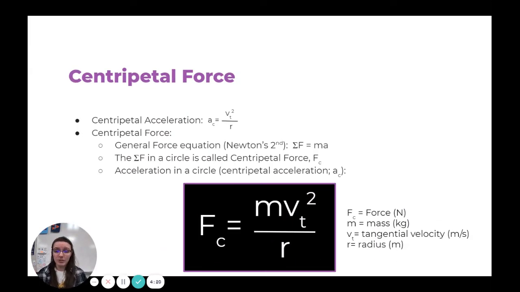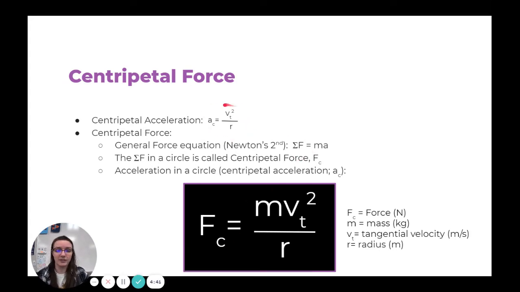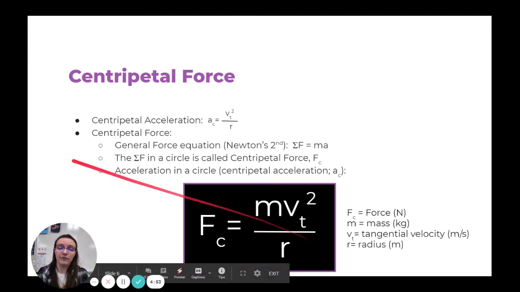Now, I know centripetal acceleration is v squared over r. Force is F equals ma. And so in a circle, the centripetal force, or the sum of all the forces that are pulling you in towards the center of the circle, is going to be F equals m times my centripetal acceleration. So I'm going to plug v squared over r in for a and get that centripetal force is equal to mass times velocity squared all over r.